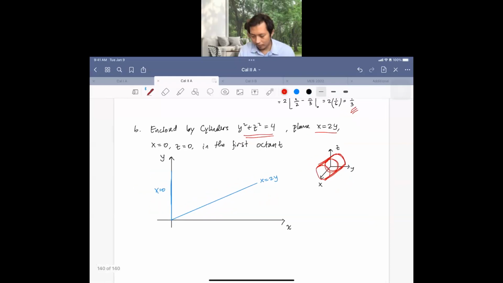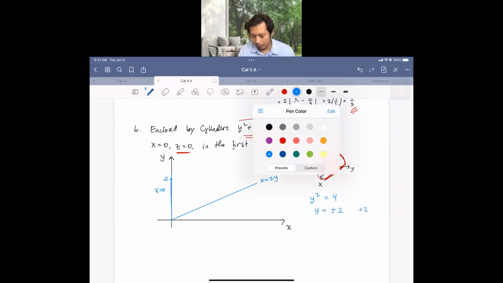Okay. Now when z is zero, we could take the intersections with our cylinders. We could take that y squared should be equal to 4. So y will be plus minus 2. In the first octant, we should take all positive, right? So we just need to take the positive 2. Okay. So positive 2 may be around here. This is 2.